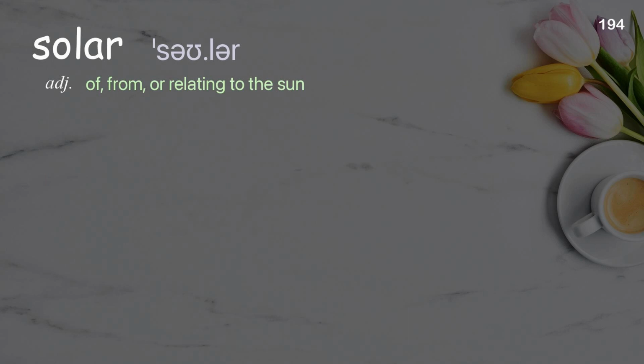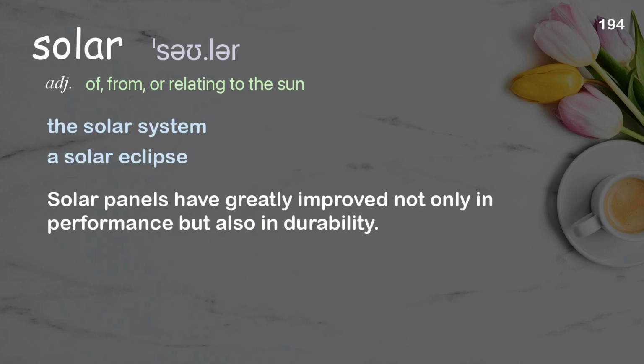Solar: of, from, or relating to the sun. Examples: the solar system, a solar eclipse. Solar panels have greatly improved not only in performance, but also in durability.